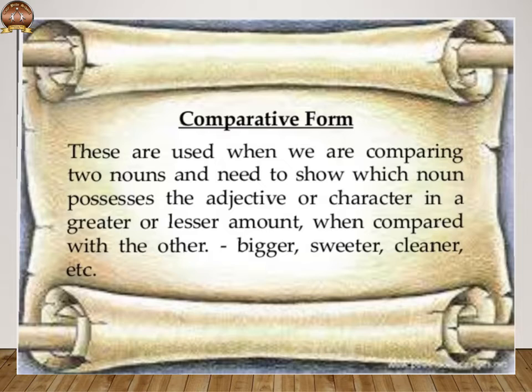Now we come to the comparative form. Now in comparative form, we compare two nouns. Yes, mostly. There are exceptions to this rule too. And we need to show which noun possesses the adjective or character in a greater or lesser amount when compared with the other. It can be greater, it can be lesser. It can be taller and can be shorter too. Yes, bigger, sweeter, cleaner, etc. And you see one thing in common?